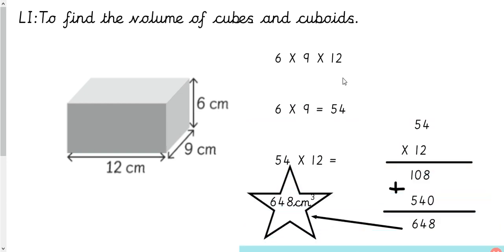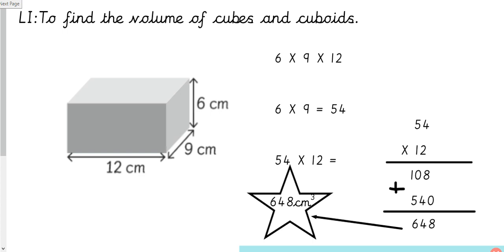We've got 6 times 9 times 12. So we start with the easier sum. So 6 times 9 equals 54. Then we use that 54 and multiply it by 12. So I'm going to do long multiplication here. So 54 times 12 gives me 108, 540. Add those together, 648. Okay. And then that's us multiplied every number together, so we have 648 centimeters cubed, because the volume is cubed.